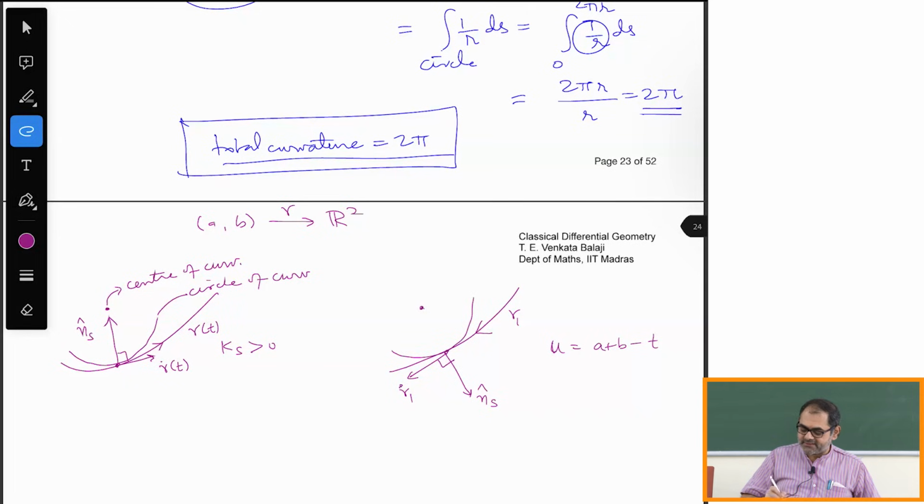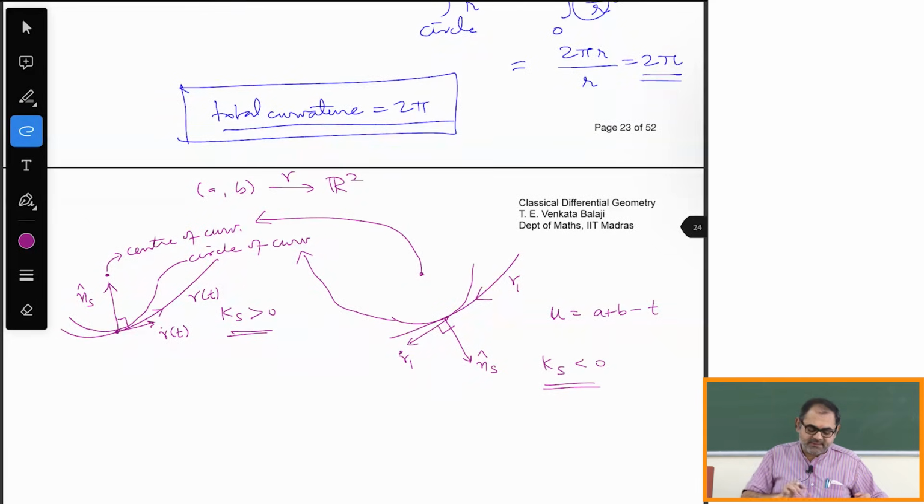So what is happening here is that your signed normal is pointing away from the geometric normal. The geometric normal is always supposed to point towards the center of curvature. So this is a case of negative curvature. So you see what is happening in the case of positive curvature and negative curvature.